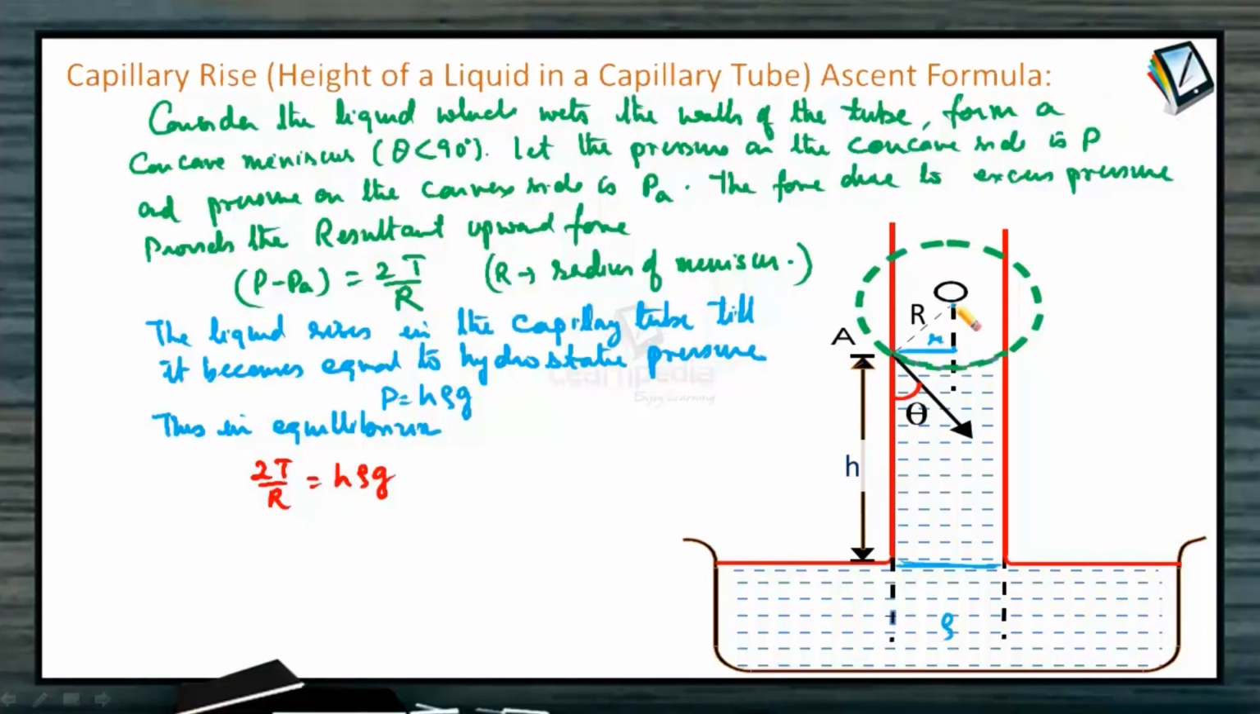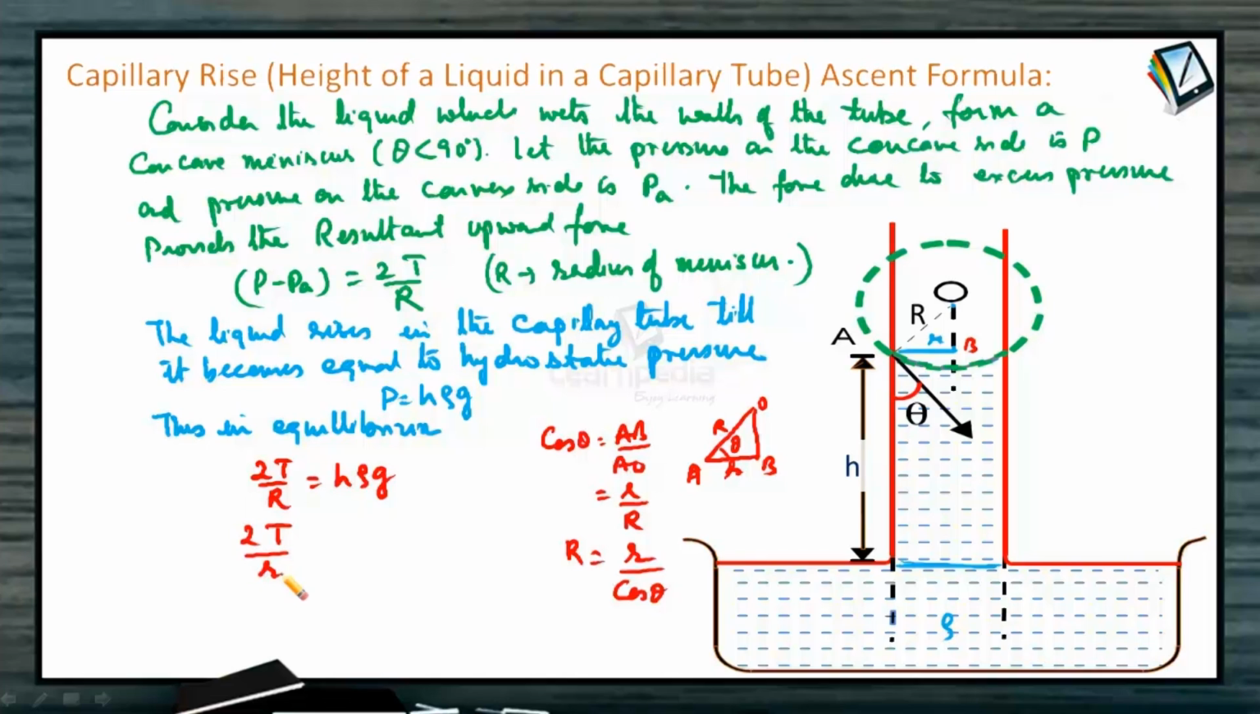So, if I take triangle OAB, with this point A and this point B, in triangle OAB this is small r, this angle is theta and the other is 90 minus theta. AB by OA is equal to cos theta, that is small r by capital R. So we can write capital R as small r by cos theta. Capital R is the radius of curvature, whereas small r is the radius of the capillary tube. So I will replace this capital R by small r by cos theta.